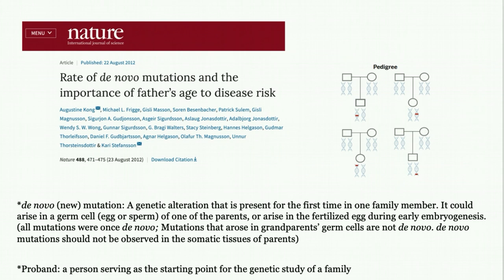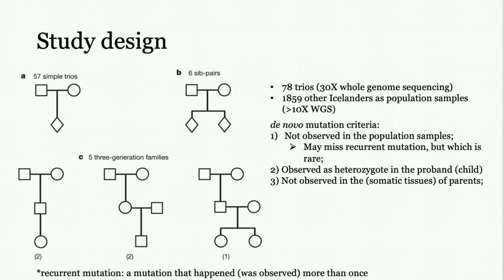And for this study, it studies mutation, and the study design is using a pedigree design. So remember the 5 types of research approach to study mutation. And this is just one of them, based on pedigree. This study used 78 trios, not 78 pedigree, 78 trios, because it has different kinds of pedigree structure. It only has 57 simple trios.